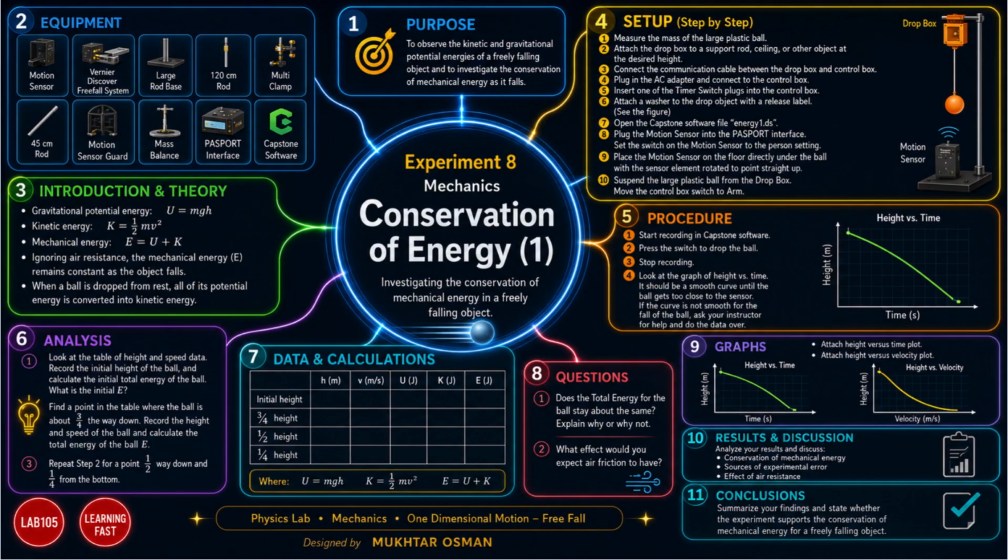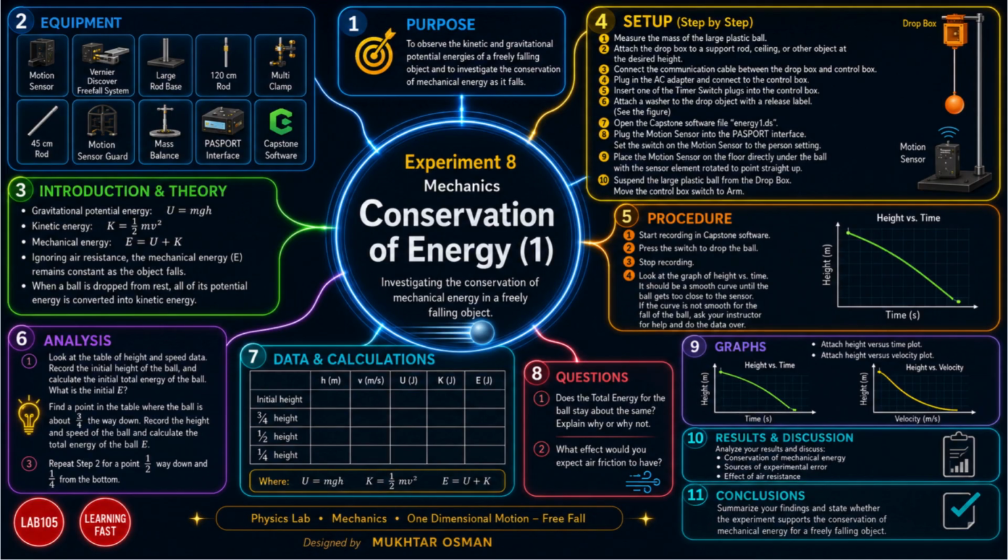Chapter 7. Data and calculations. Table columns: 1. H in meters. 2. V in meters per second. 3. U in joules. 4. K in joules. 5. E in joules. Rows: 1. Initial height. 2. 3/4 height. 3. 1/2 height. 4. 1/4 height. Equations: 1. U equals mgh. 2. K equals 1/2 mv squared. 3. E equals U plus K.